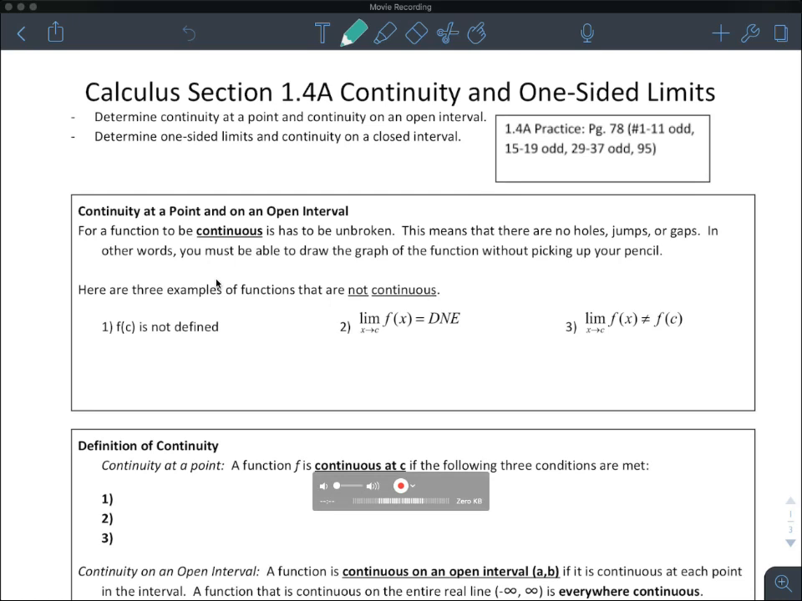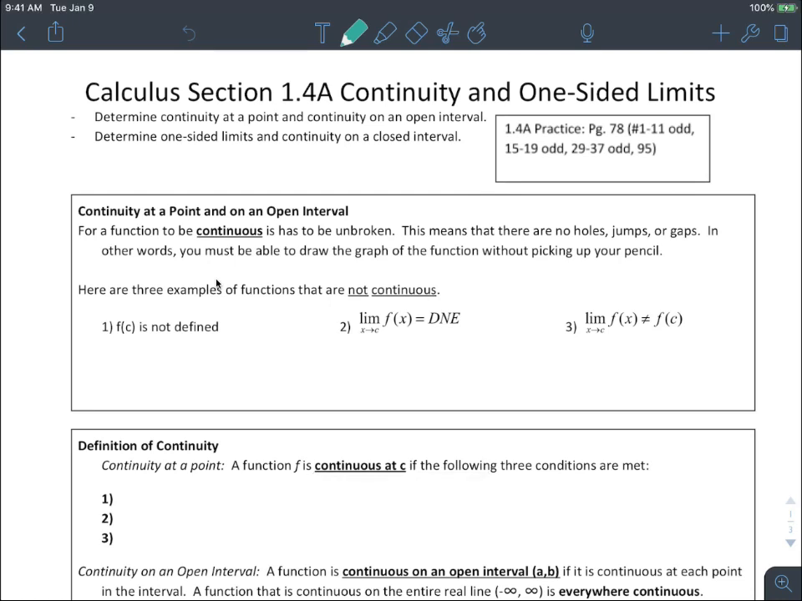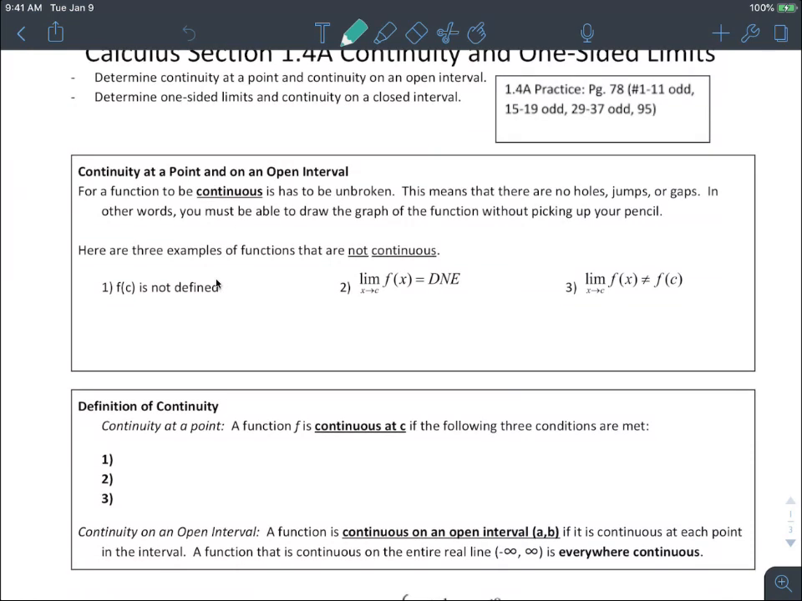We're going to look at continuity and one-sided limits, and we've talked a lot about this stuff in our last in-class lessons. So we're going to talk about continuity at a point and on an open interval. For a function to be continuous, it has to be unbroken. This means there are no holes or jumps or gaps. A good trick is if you don't have to lift your pencil, then you know that your function is continuous.